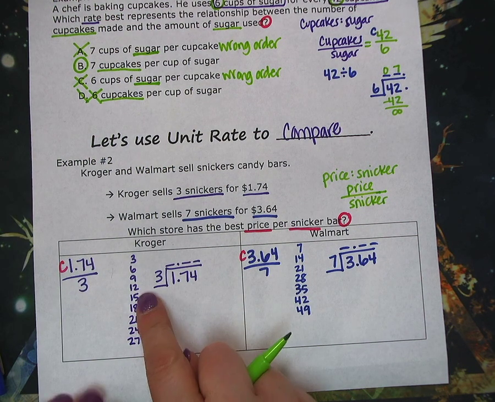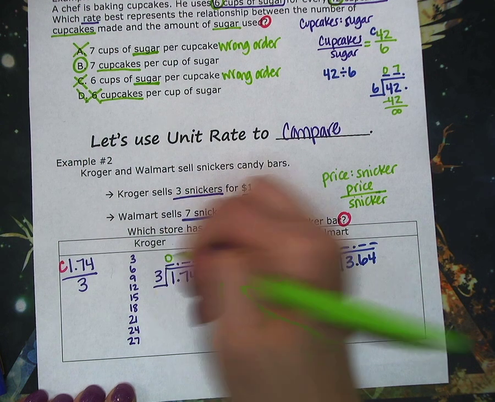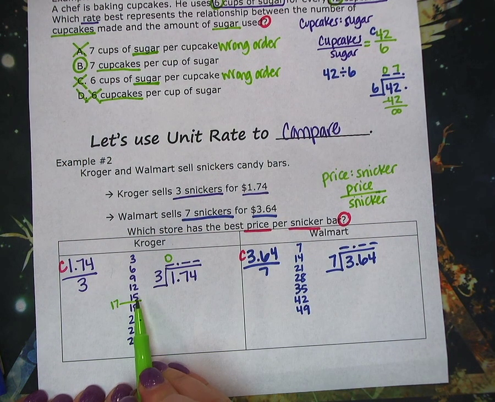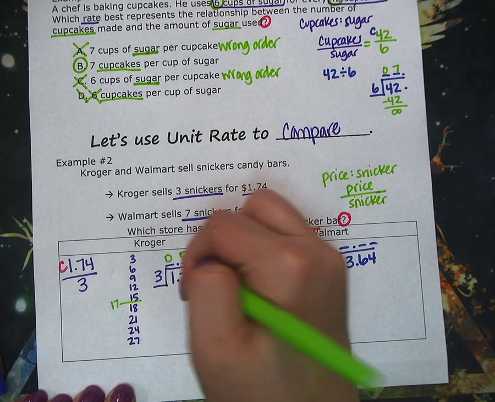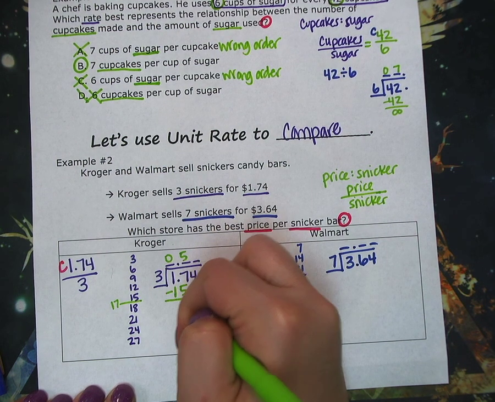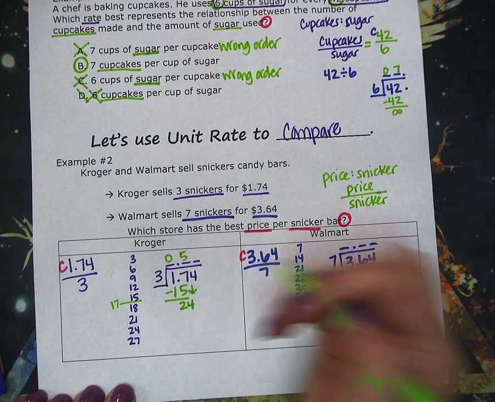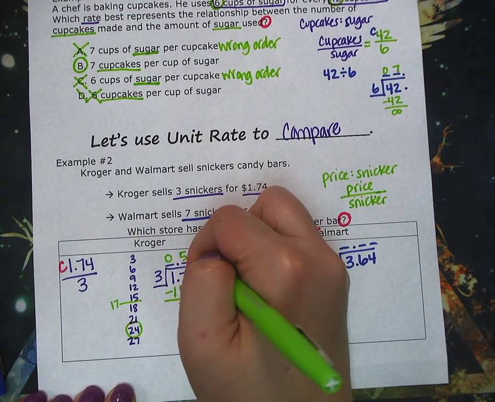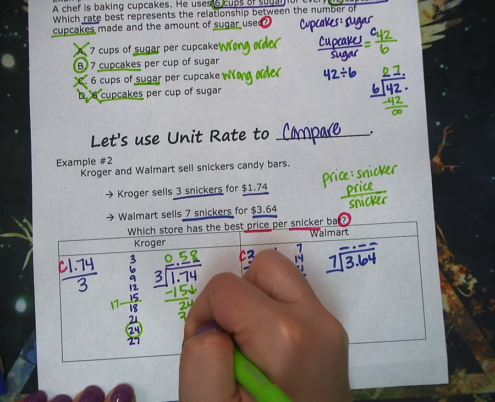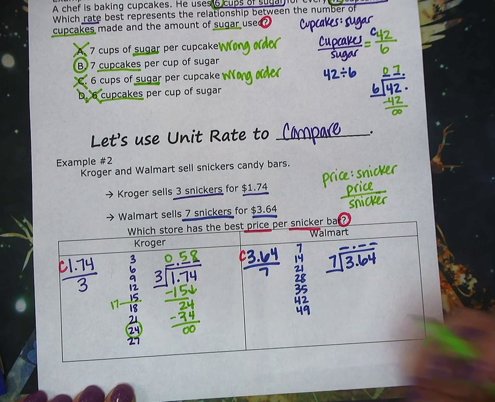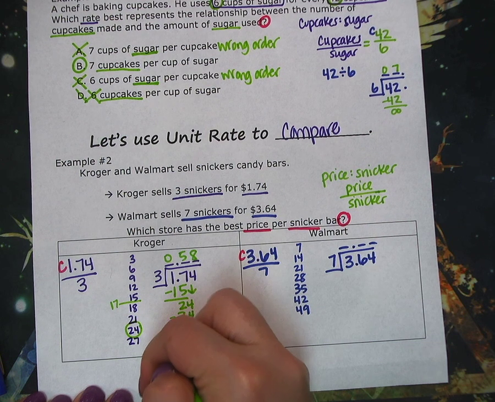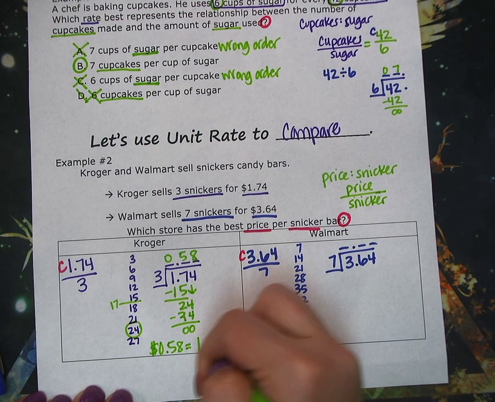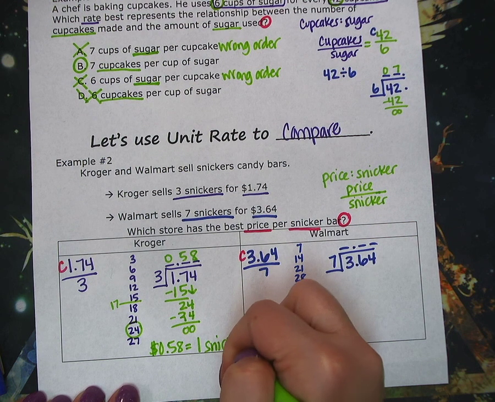So can 3 people sit in 1 chair? No, they cannot. But 3 people can sit in 17 chairs. That would be 5 times. That's 15. And I have 2 left over. I bring down my 4. Can 3 people sit in 24 chairs? Yes. 8 times. So that's 24 minus 24, and we have 0. So for this side at Kroger, we can spend 58 cents per Snicker.